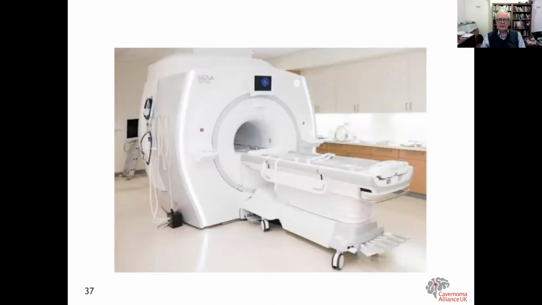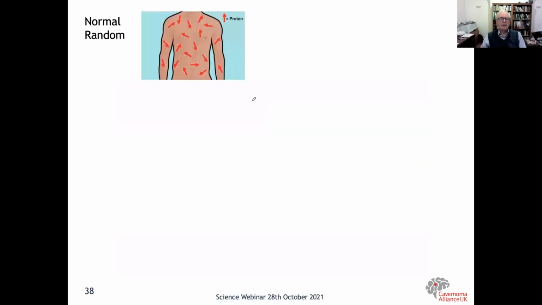So back to the scanner. Here's the scanner, and we've talked about the person sitting on here, and here's the torus, and I'm going to talk about the innards of that just a little bit, because it's really quite interesting how it works. So what you have in no magnetic field is the protons of the body. I didn't have a slide of the protons in a cavernoma, but you have to imagine the cavernoma up here somewhere, and its protons are random in orientation as they are in the body as a whole.